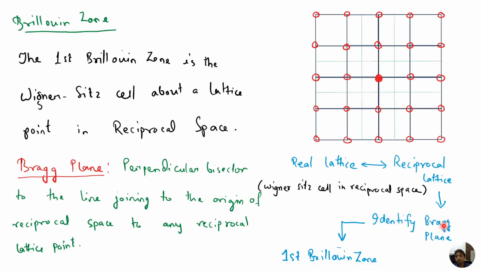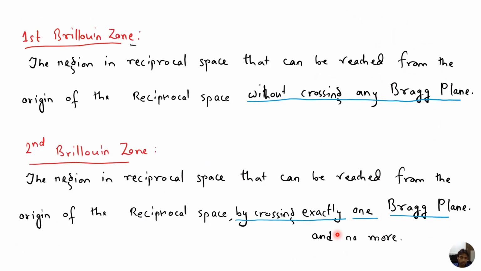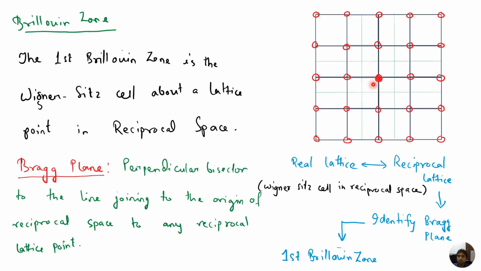Now once we identify these Bragg planes, then we can identify what is the Wigner-Seitz cell. That Wigner-Seitz cell is our first Brillouin zone. So this is the procedure. Now consider this: the first Brillouin zone is the one which is enclosed by these Bragg planes, right?